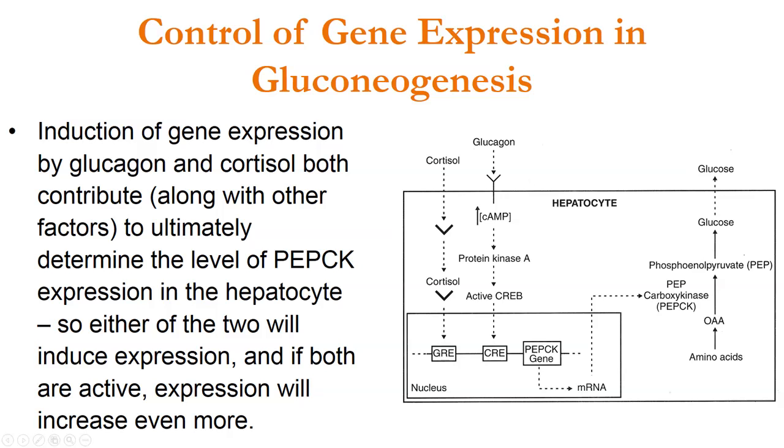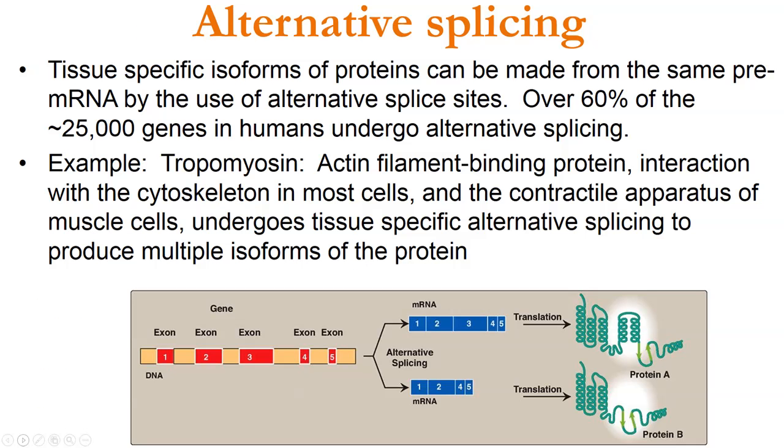Once again, you don't have to have both of these events occur in order to turn on the gene in this case. Either one of them will turn on the gene. Both of them will turn on the gene even more. So if you have both glucagon and cortisol present, you're going to express even more of this gene. Because remember, by default, it's off already. So that's a little different than our other model.